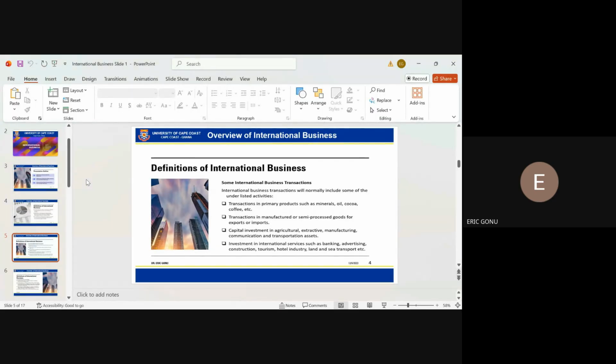The last one that we can discuss is international services. Earlier on, I mentioned international services: banking activities, advertising, construction, tourism, the hotel industry, land and sea transport. If you go to our port every day, we have vessels coming to dock to provide us with goods and services. So these are the major transactions that we deem as international business activities. The moment we involve ourselves in them, we deem them international business activities.